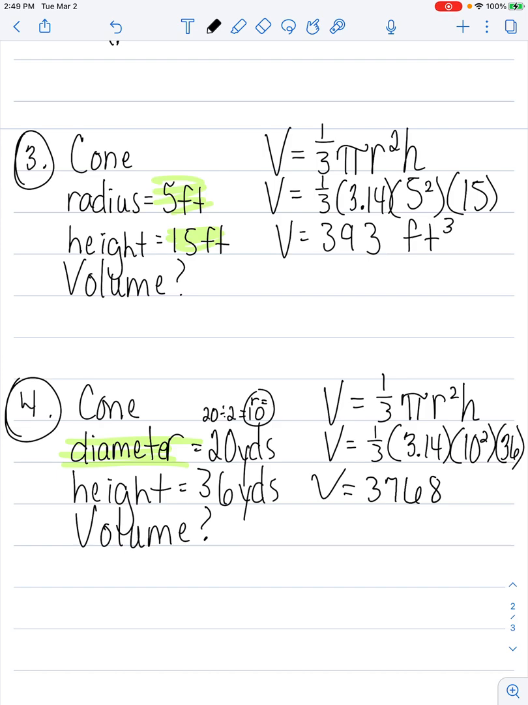So our volume is 3,768 cubic yards or yards cubed.